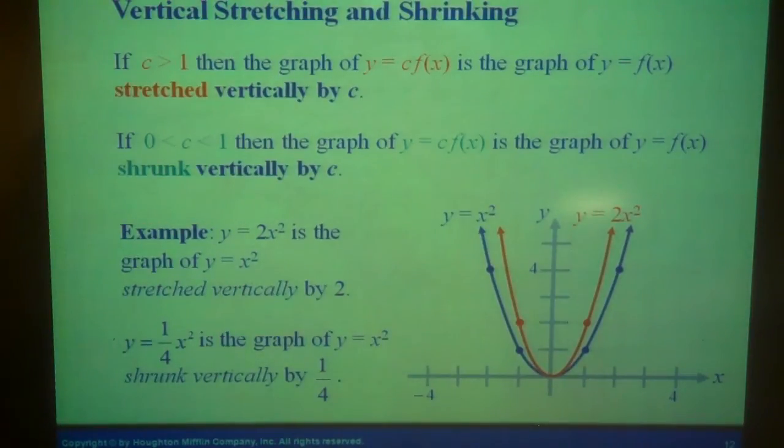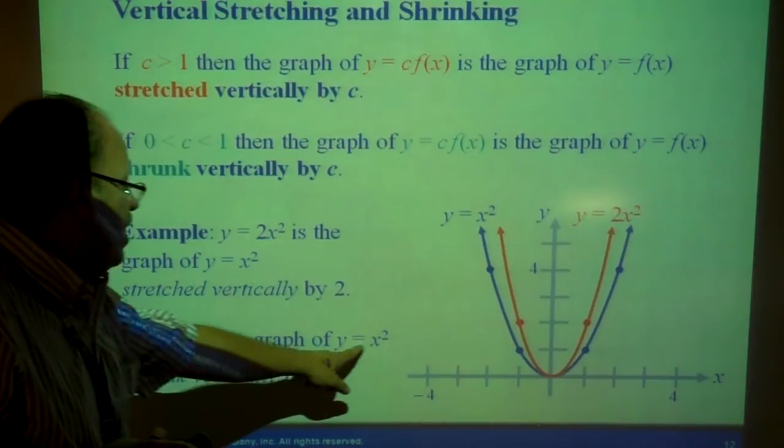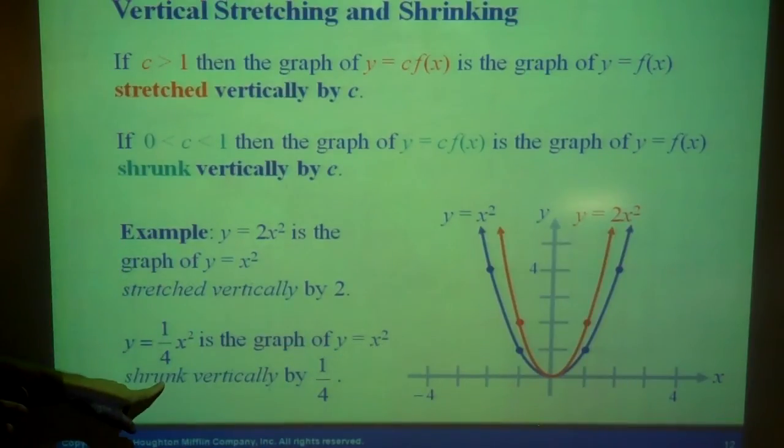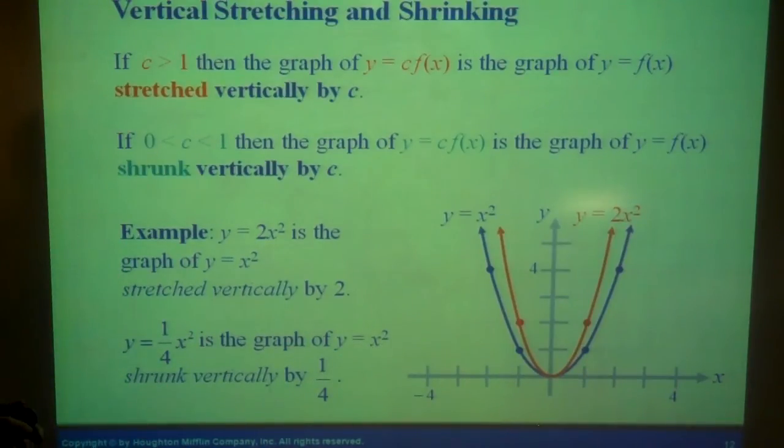Now y equals 1/4 x squared is the graph of x squared squashed. I say squashed, they say shrunk vertically by 1/4.